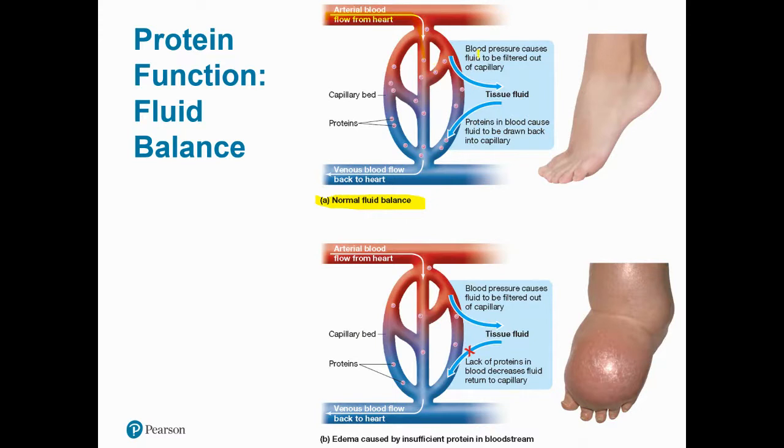As blood flows through your body, blood pressure is constantly changing throughout the body depending on where there's blood flow. So fluid is going to leave the capillaries and go into an extracellular space. And then so long as there's enough protein in the blood, fluid is also going to flow back out of that extracellular space and go back into the capillary to be recirculated back to the heart.